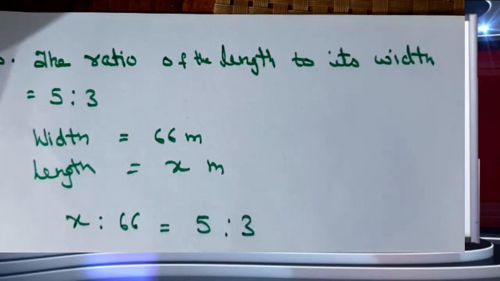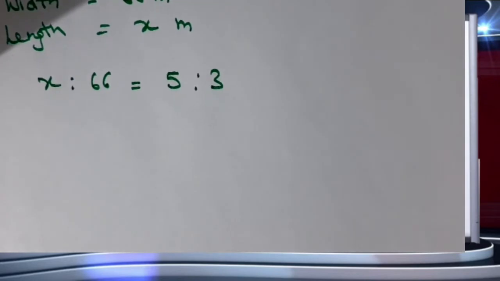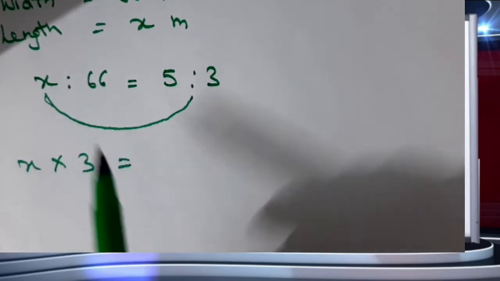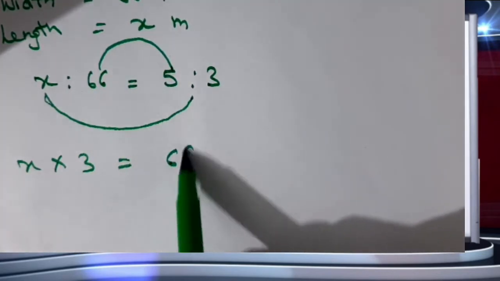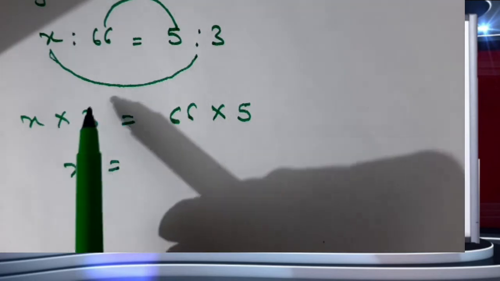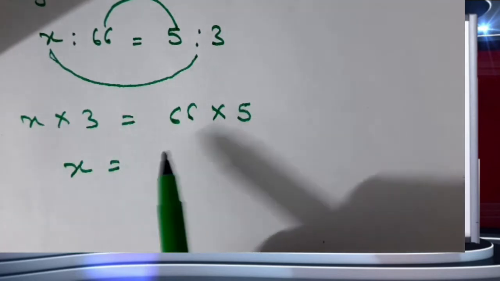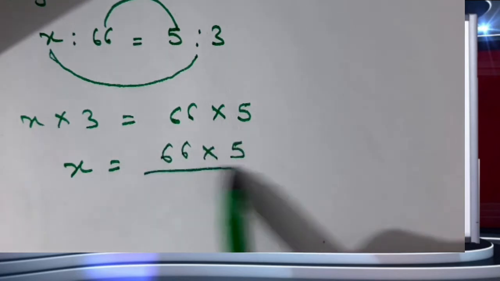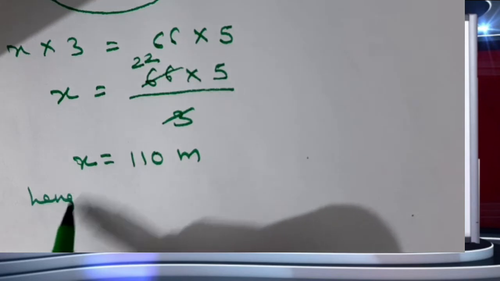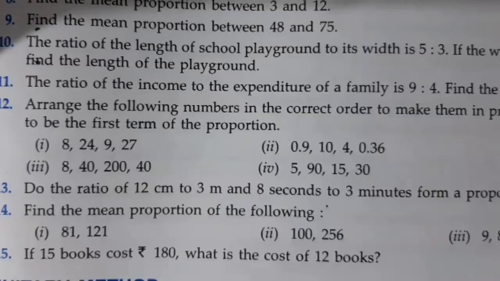5:3. Now again we will apply our same formula, that is product of extremes is equal to product of means. Here product of extremes x into 3 is equal to product of means, that is 66 into 5. Now we will solve this. We'll find out the value of x. 3 I will shift from LHS to RHS. So it will come in the divide sign. Now I can cancel this. So x is equal to 22 into 5. That is 110 meters. So length of the playground is 110 meters.